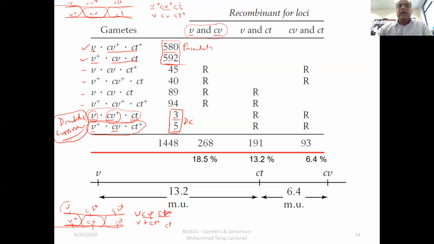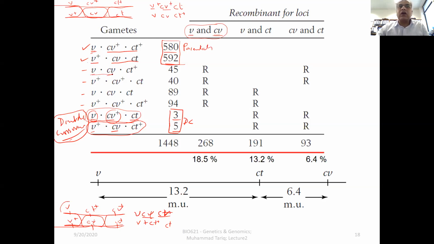That is, vermilion and cross-veinless were always in trans. So vermilion was coming as mutant from one and cross-veinless from the other. Vermilion wild type and cross-veinless wild type were never in the parental gametes. So this is parental for vermilion and cross-veinless. We are ignoring cut at this moment. Just focus on these two traits.